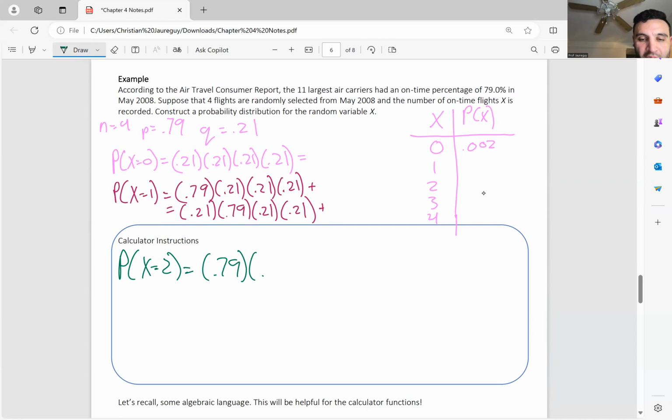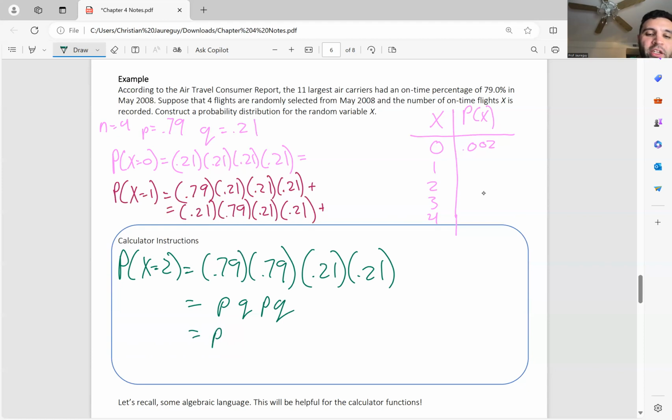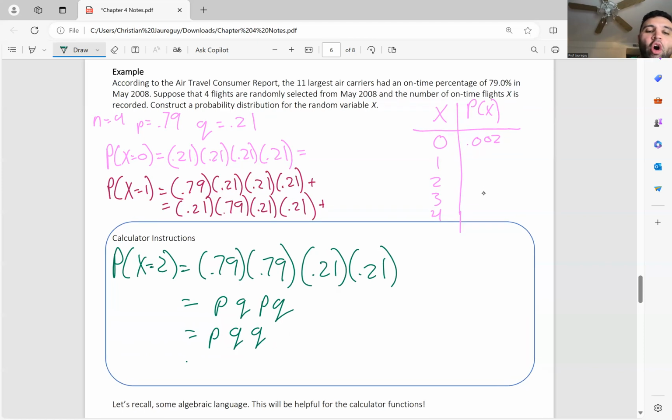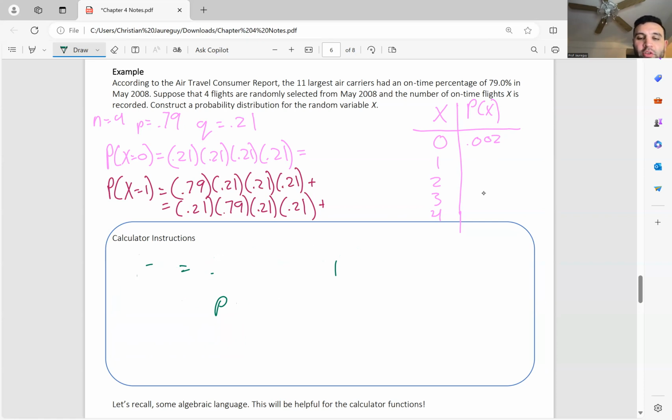0.79, 0.79, 0.21, 0.21. Then we have to consider when it's P times Q times P times Q. And then P times Q times Q times P, and all these situations. So it gets really, really ugly. But hopefully, you can maybe see a pattern in X equals 1, right? That 0.79 is going to keep moving down the list. And when we have X equals 2, there's a pattern as well. Not as easy to see, but there is a pattern. Whenever there's a pattern, there's a nice, neat formula.